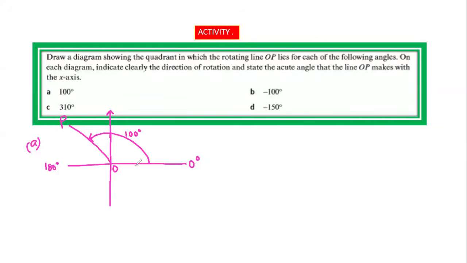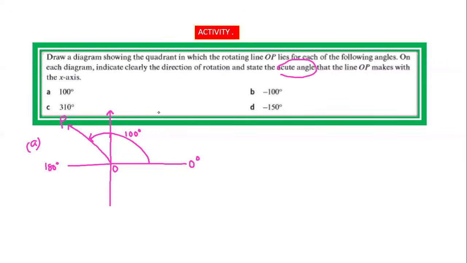So they want us to indicate line OP, which is this line here I have indicated, showing the direction of rotation. Now, the direction of rotation is clockwise or anti-clockwise, positive or negative. So the direction we are taking here is the anti-clockwise direction. And then 2, state the acute angle. Yesterday we looked at the angles. Members in the chat, give just one example of an acute angle. Put it in the chat.